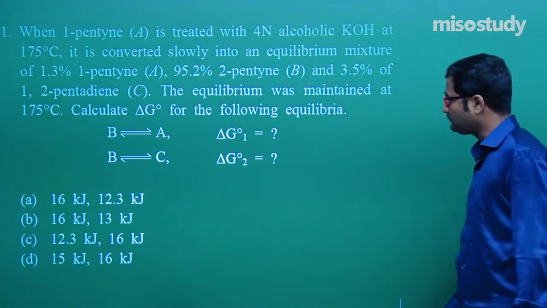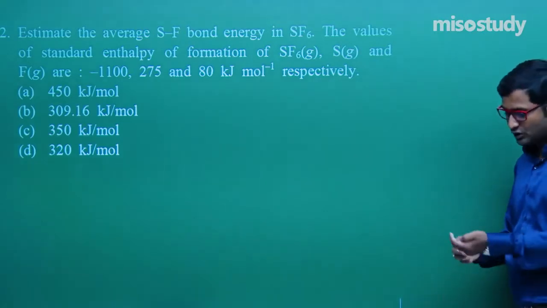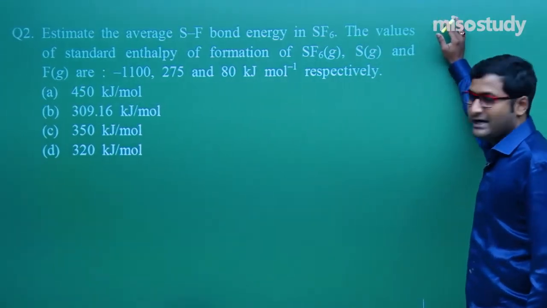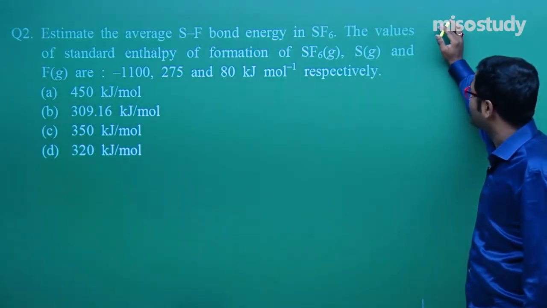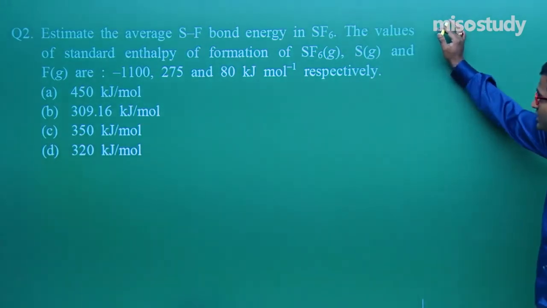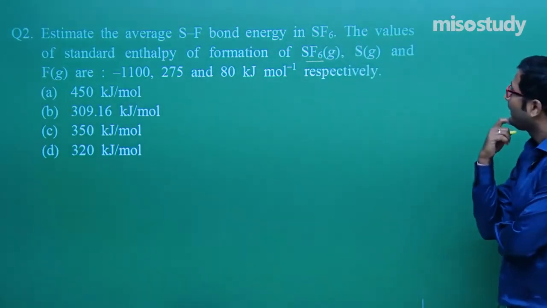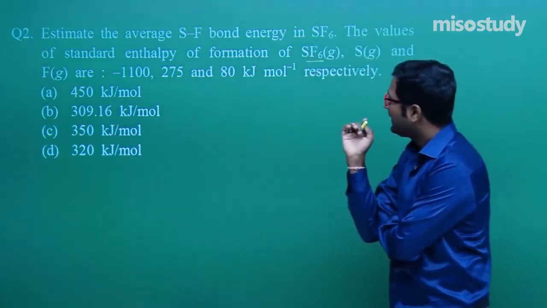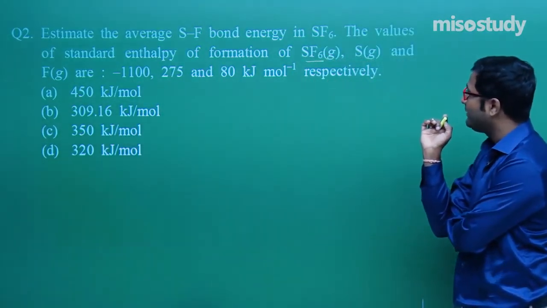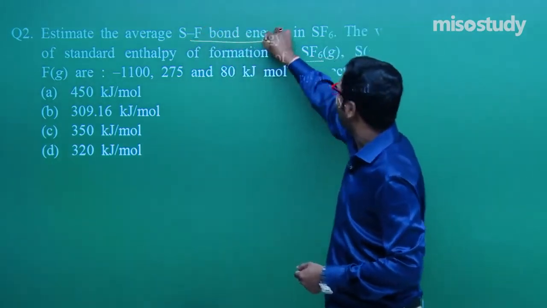Now let's move to question number 2. Read the question carefully, I am giving you a few seconds. Estimate the average SF bond energy in SF6. The values of standard enthalpy of formation of SF6, S and F are minus 1100, 275 and 80 kilojoule per mole. What to find? Average bond energy.